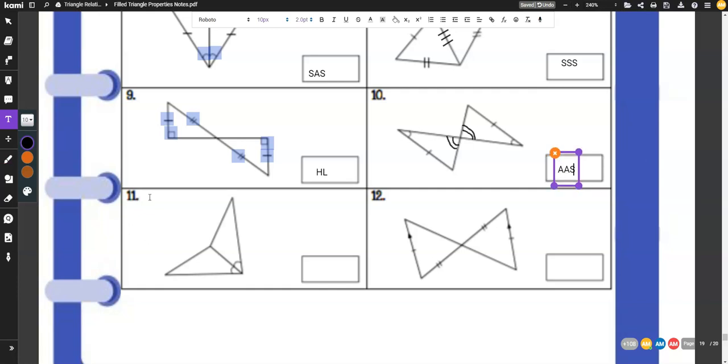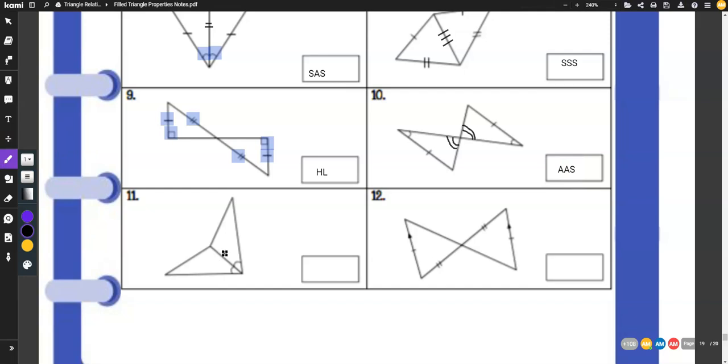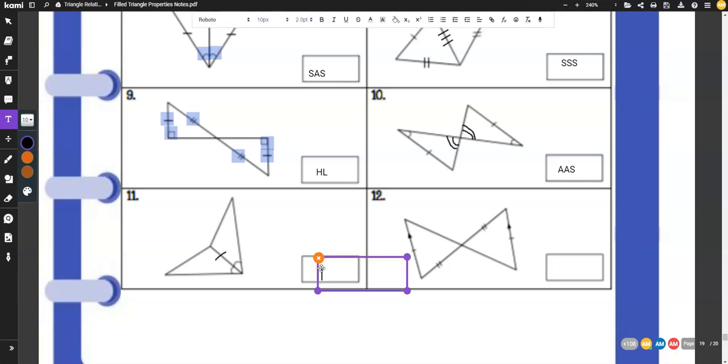All right. Number 11 does not have enough information. We can say that this shared side is congruent, but we have no way of ascertaining the length of any of the other sides or the measure of any of the other angles. So in this case, we cannot prove, so you can say none or not proven.